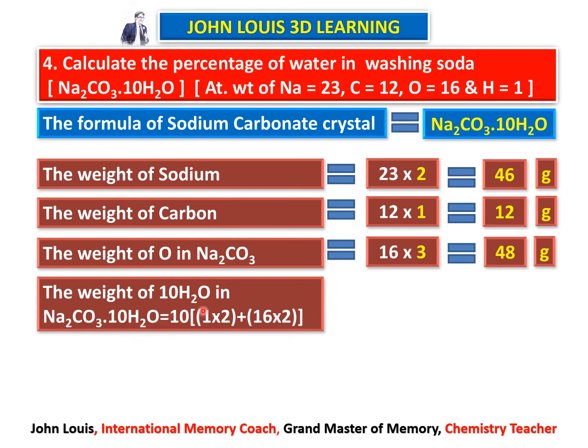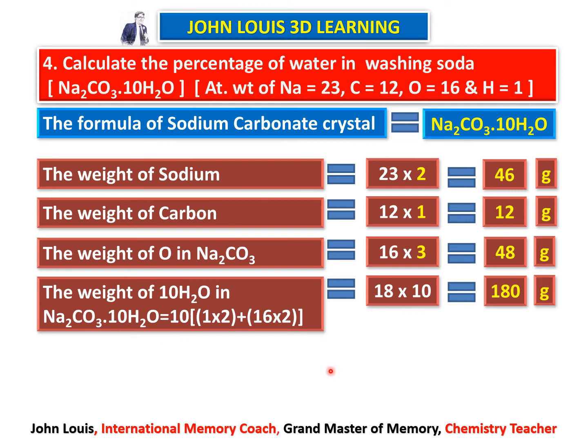Na2CO3.10H2O is equal to 10 into (1 into 2 plus 16 into 1). Sorry, it is not 2, it should be 16 into 1. I have written it wrongly here, 16 into 2. It should be 1. Okay. So, 1 into 2 plus 16 into 1, that is 18. So, 18 into 10 is equal to 180 gram.